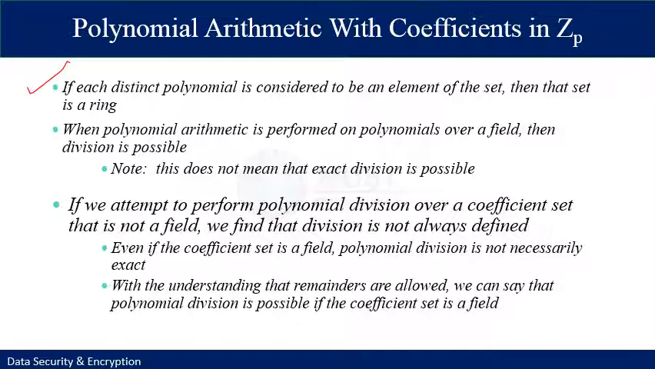On the other hand, when polynomial arithmetic is performed on polynomials over a field, then division is possible. In the first case, division is possible, but that does not mean that exact division is possible. Let's take a moment to clarify this distinction. When you use a field, given two elements A and B, the quotient A divided by B is also an element of the field F.